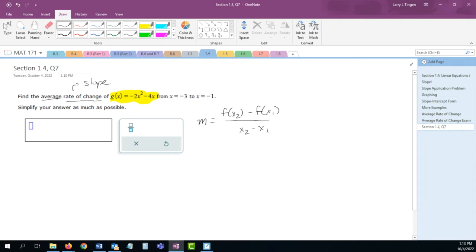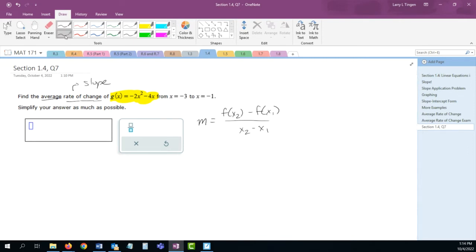And then for this one, here's the thing. If you're worried about which one should -3 be, x2 or x1, it doesn't matter as long as you're consistent. As long as your x2s and x1s go in the correct place, you're always going to end up with the slope of a line, because the slope of a line doesn't change based on where you start looking at the line and where you stop looking at it. In this case, I'm looking at it from -3 to -1. The line from -3 to -1 is going to have the same slope as the line from -1 to -3. So don't worry too much about that.